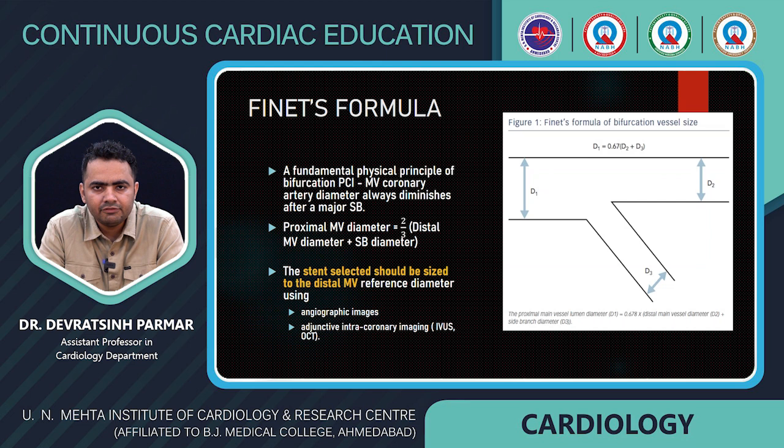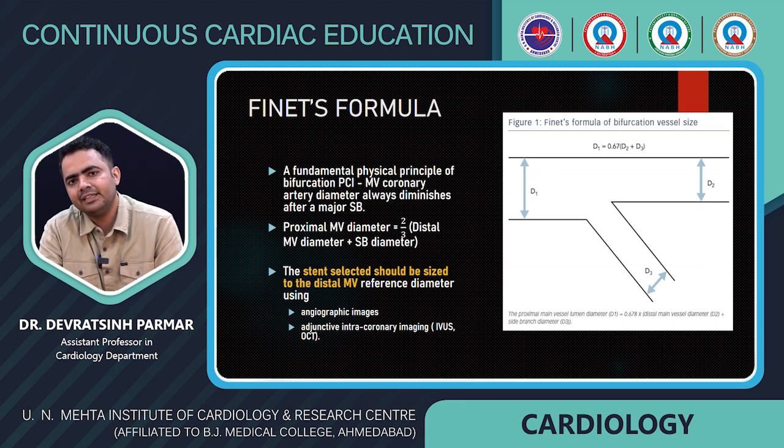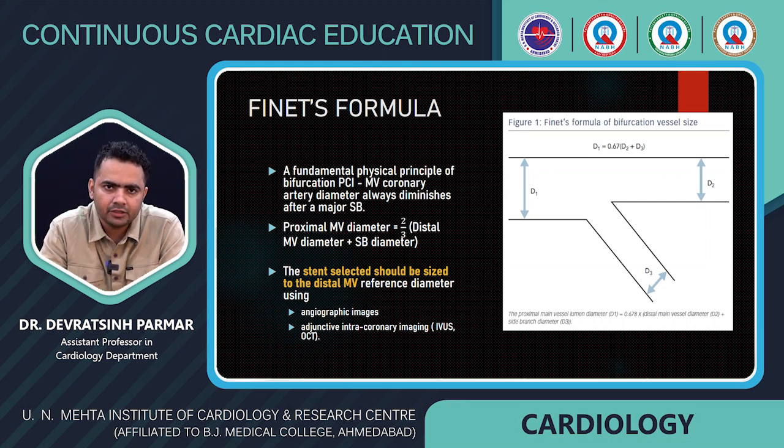So there are a wide variety of formulas, but the commonest formula to identify the diameter of the proximal vessel is Finet's formula. Finet's formula states that the proximal diameter is equal to 2/3 of the distal plus the side branch diameters. This is determined based on angiography or intracoronary imaging techniques such as IVUS and OCT. And you should always remember the stent diameter should always correspond to your reference vessel diameter.